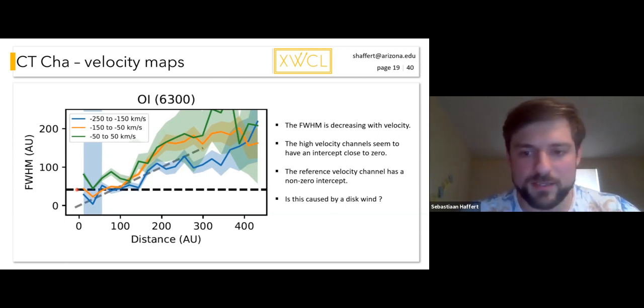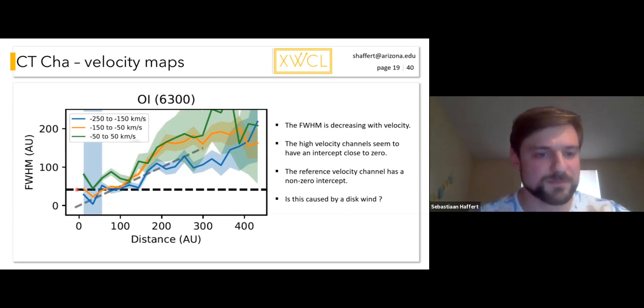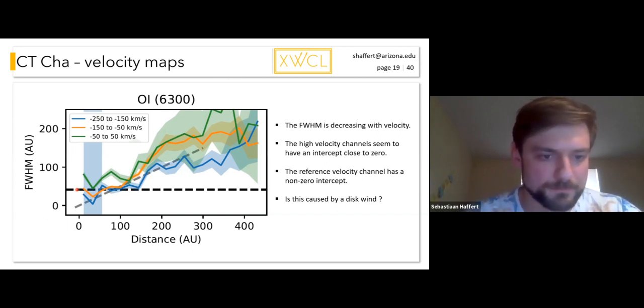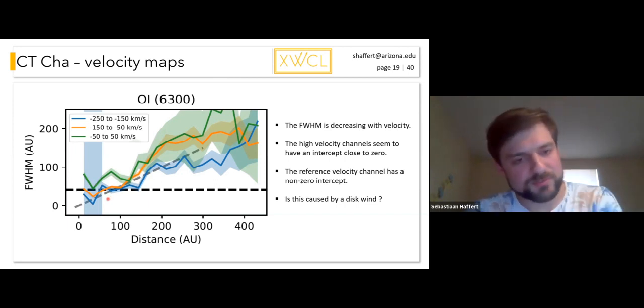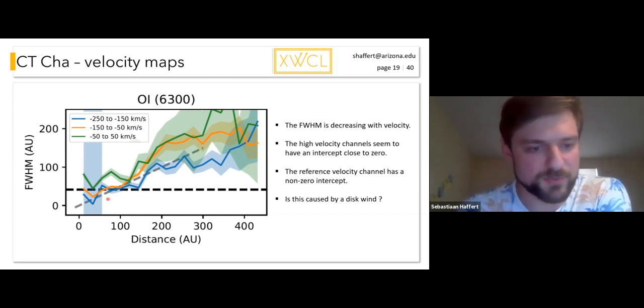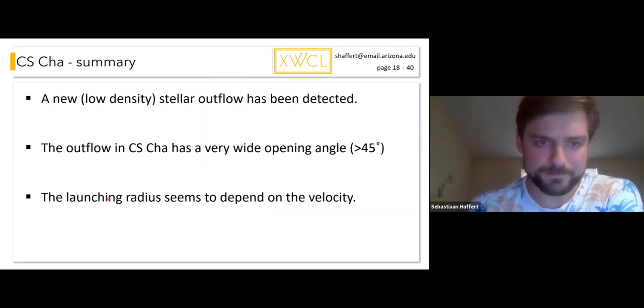One of the things that could cause this is a disk wind. If you have a disk wind, you also eject material with different radii compared to the jet. This is still ongoing work to improve the results a little bit, to see if we can get a better constraint on that intercept, because I think that is very interesting.